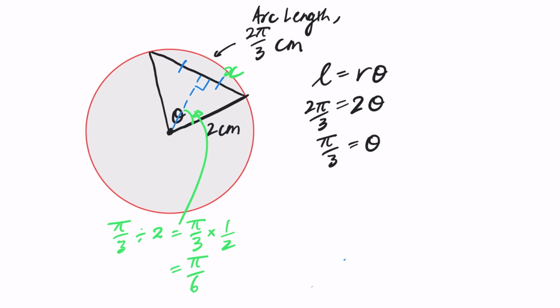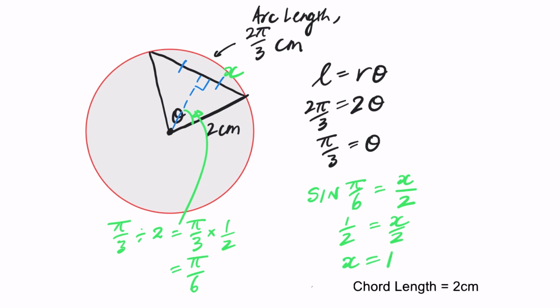So in our right angled triangle we can determine x using trigonometry. We know that the sine of an angle is equal to the opposite side divided by the hypotenuse, and in this case the side opposite the angle is x and the hypotenuse is 2. So we can write that as the sine of pi on 6 is equal to x over 2. Now the sine of pi on 6 can be found using exact values. That's a half. So a half equals x on 2. And we can easily solve that by saying x must equal 1. Therefore the chord length is double that, and that's equal to 2 centimeters.